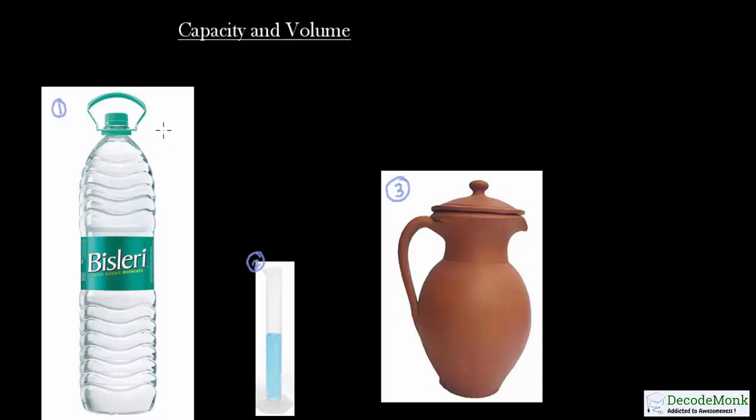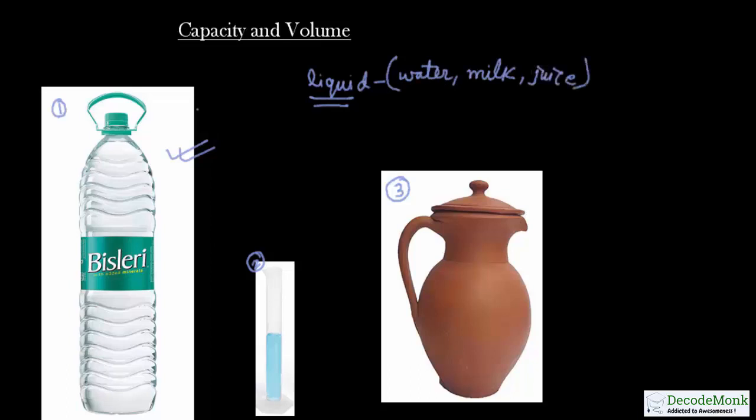So if you are asked which container contains the most amount of liquid, then just by looking at these items you can say that this Bisleri water bottle can have the largest amount of liquid. Liquid means materials like water, milk, juice, etc. So we can say that this water bottle Bisleri can have the largest amount of liquid.